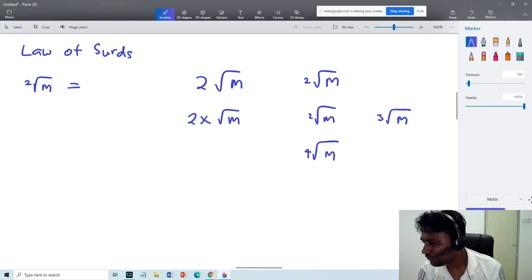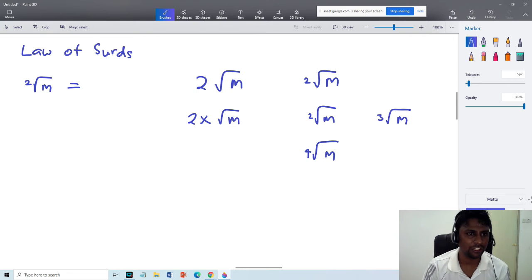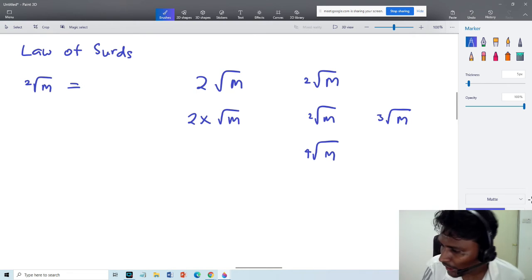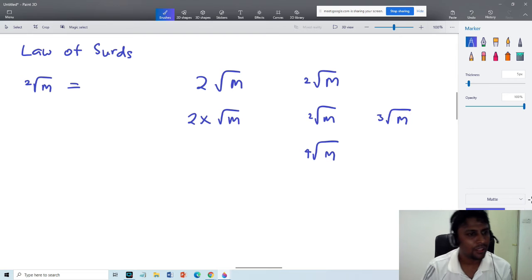roots. Okay, first I want to teach you about the simple things so that you can go further. Okay, first, let's say we have a number. Okay, I delete this.